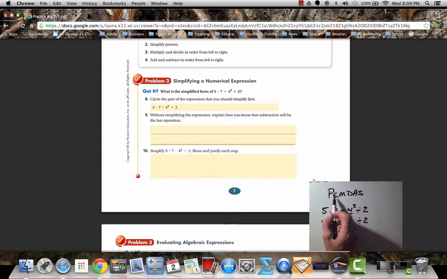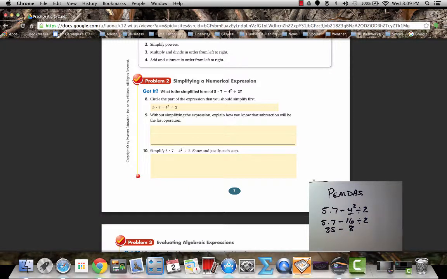Next thing we look at, we've got the exponents taken care of. Now we look at the multiplication. Is there any multiplication in here? Yes, there is. 5 times 7, which is 35. And by the way, there's also division in here, and we can do multiplication and division at the same time. So this would be 16 divided by 2, which is 8.